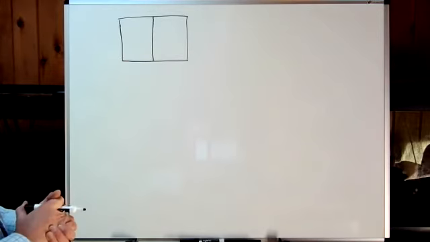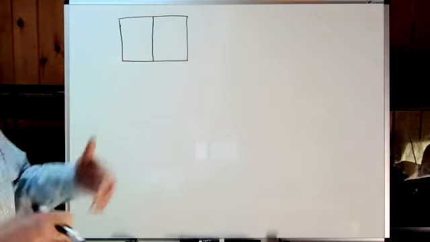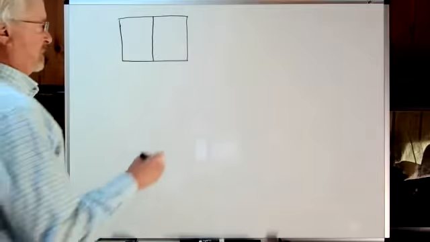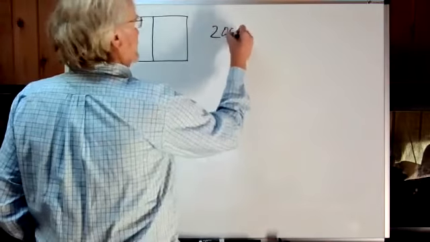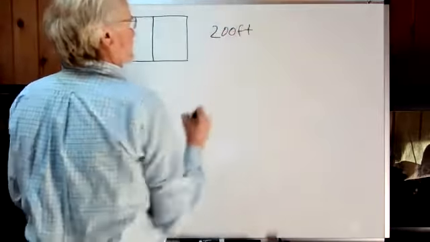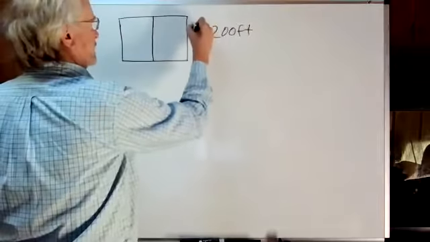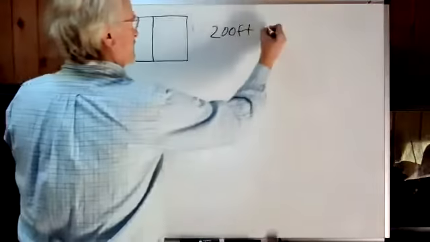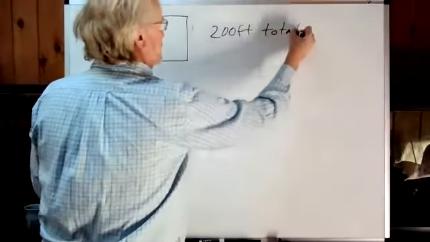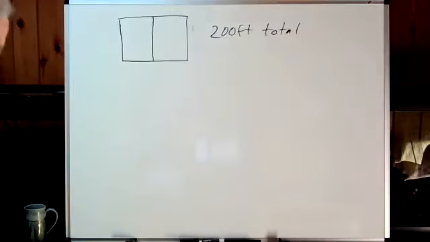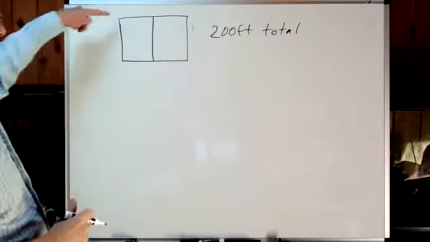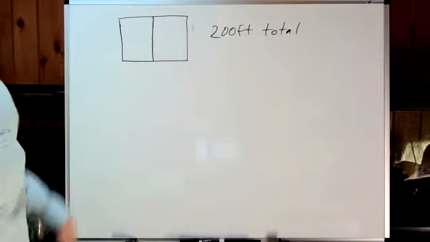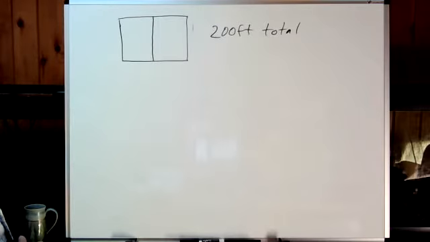And the total amount of fence I want to use, and I'm going to make up some numbers and they might not work out very nice, 200 feet. 200 feet basically is your, well, you can't really call it perimeter, right? 200 feet total. That means all the four outsides plus the one in the middle, right?